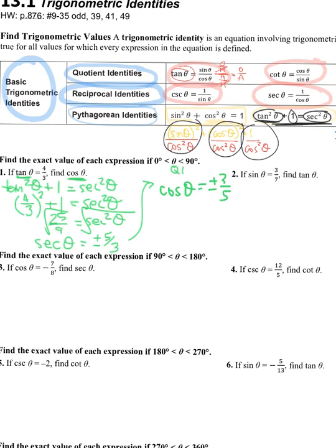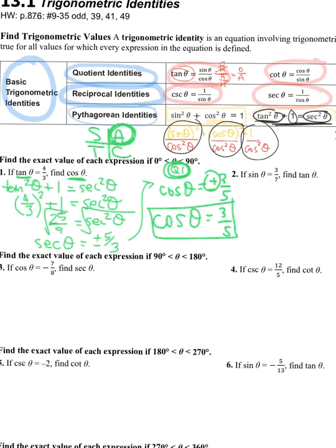All right, and now this is where knowing what quadrant theta is in is going to come in handy to tell me if I should do plus or minus. So if you remember, All Students Take Calculus, in the first quadrant, every trig function is positive. So that means I'm going to take my positive one. So cosine of theta is equal to 3/5. All right, and that is my final answer.